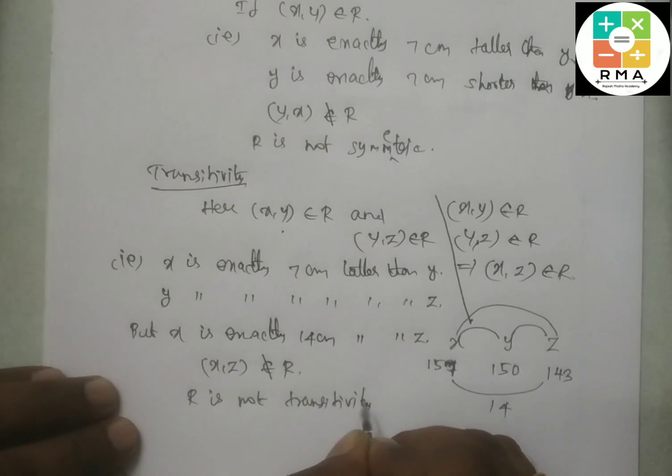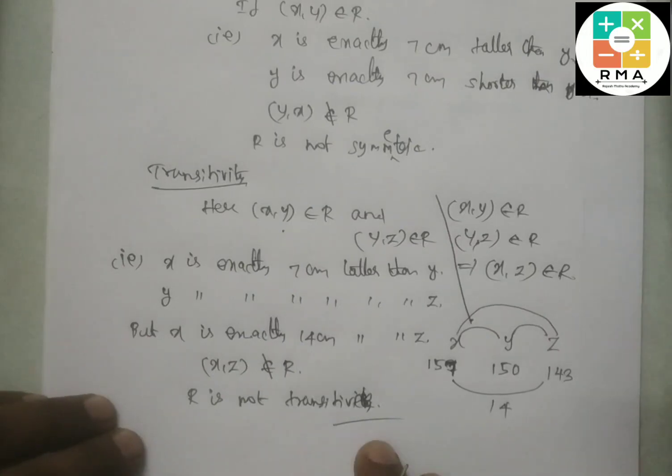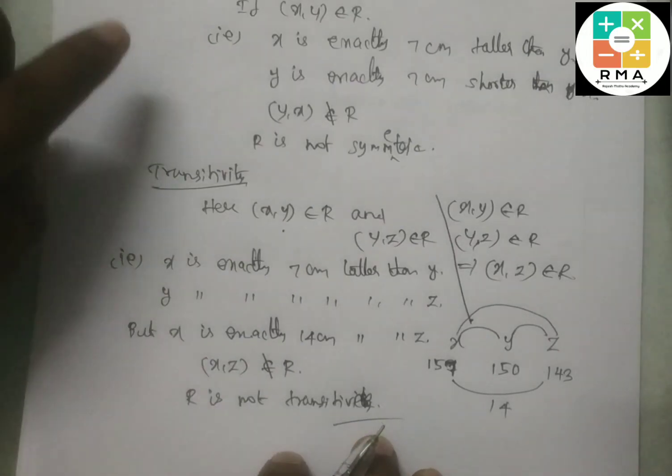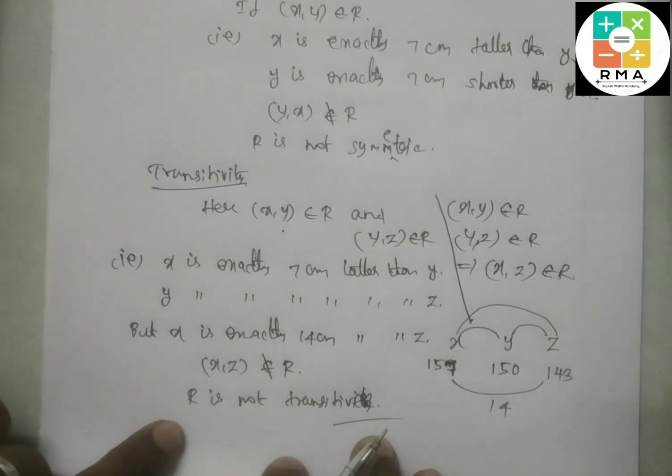R is not transitive. So in this question, R is not reflexive, R is not symmetric, and R is not transitive. Clear?